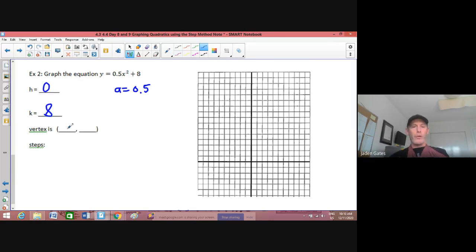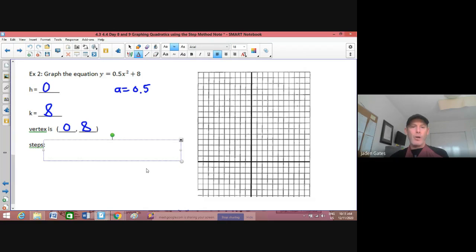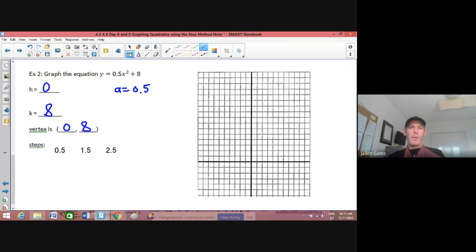So if our original vertex was at 0, 0, and this is being shifted up 8, our new vertex is at 0, 8. Now my steps. Again, 1, 3, 5, but I have to multiply them by a. So 1 times 0.5 is 0.5. 3 times 0.5 is 1.5. And 5 times 0.5, using a calculator, is 2.5. All right. So now I can graph my parabola because I know my steps and I know where my vertex is.